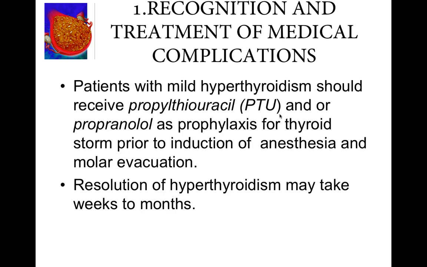Patients with mild hyperthyroidism should receive propylthiouracil (PTU) and/or propranolol as prophylaxis for thyroid storm prior to induction of anesthesia and molar evacuation. Resolution of hyperthyroidism may take weeks to months.